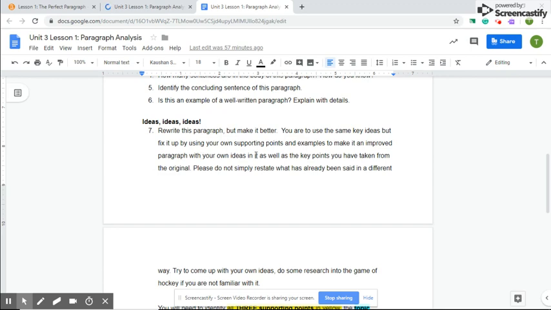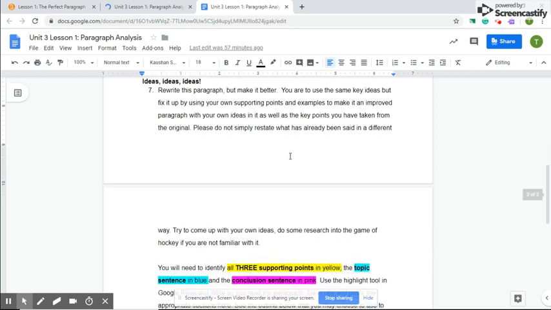Your main task here will be to rewrite this paragraph. You're going to use the same key ideas, but fix it up by using your own supporting points and examples to make it an improved paragraph with your own ideas in it, as well as the key points you've taken from the original. Don't just restate or rewrite what's already said in a different way. Try to come up with your own ideas and bring in some supporting points for it.